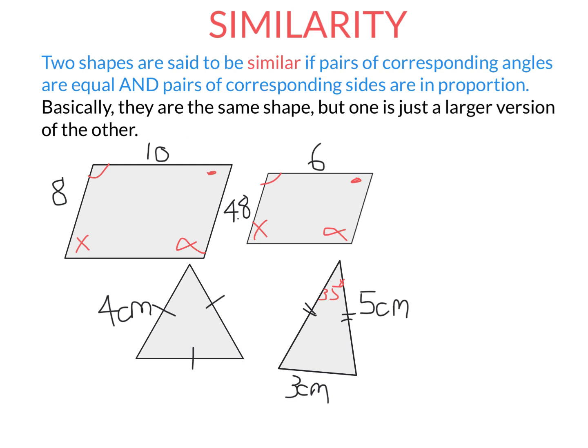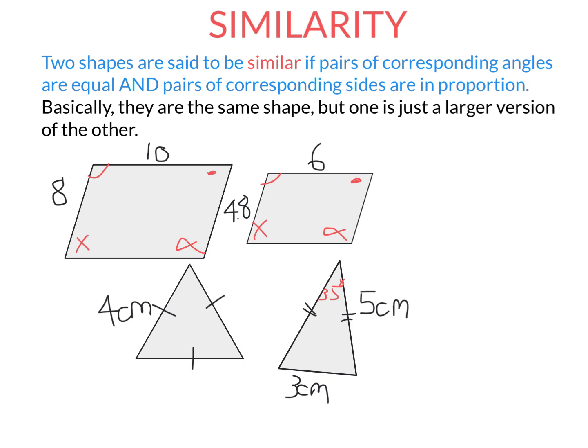Looking at these two shapes here, we have pairs of corresponding angles that are equal. If you see angles marked with the same thing, like an X or an arc, it means they're equal. So these two are equal, these two are equal. These two shapes have pairs of corresponding angles equal. The angles that match up here are equal.